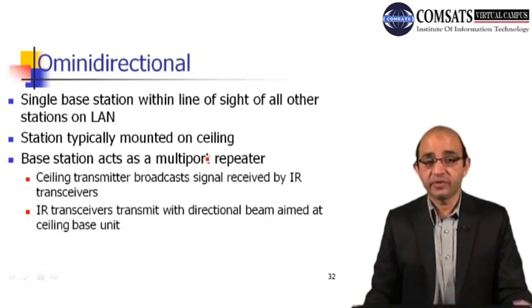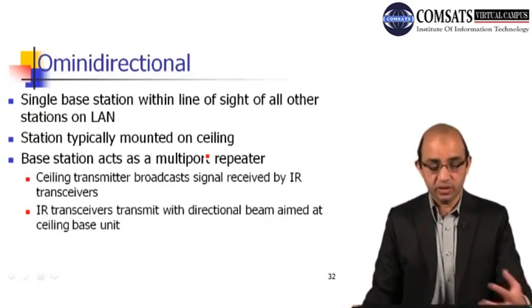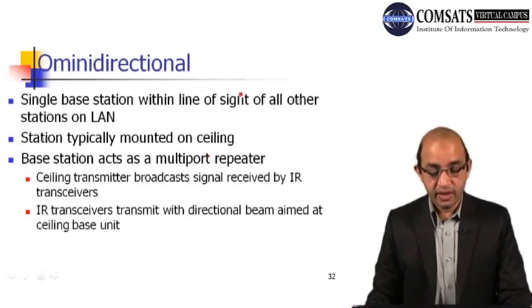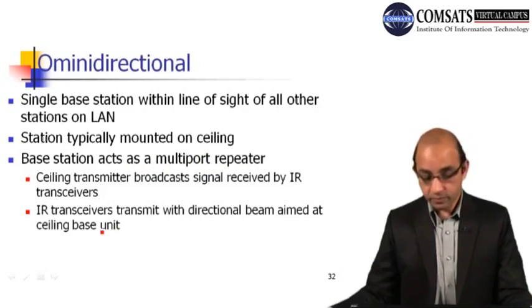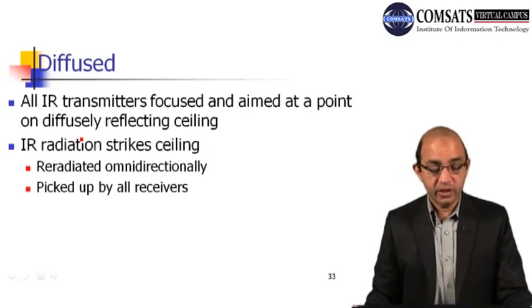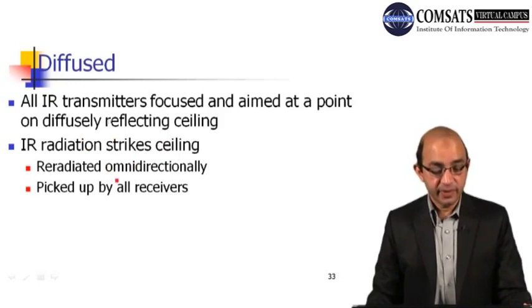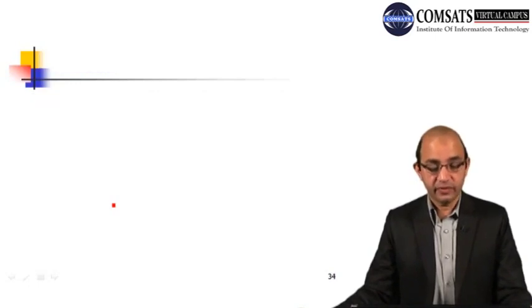Omnidirectional: we have a single base station, and that base station will be radiating data all around, right? Omnidirectional. It has line of sight to all other stations on the LAN. The station is typically mounted on a ceiling, right? The base station acts as a multi-port repeater. And then diffuse: focused and aimed at a point on a diffusely reflecting ceiling. Infrared radiation strikes the ceiling, is redirected omnidirectionally, and is picked up by all the receivers. So this is the diffuse technology regarding infrared.